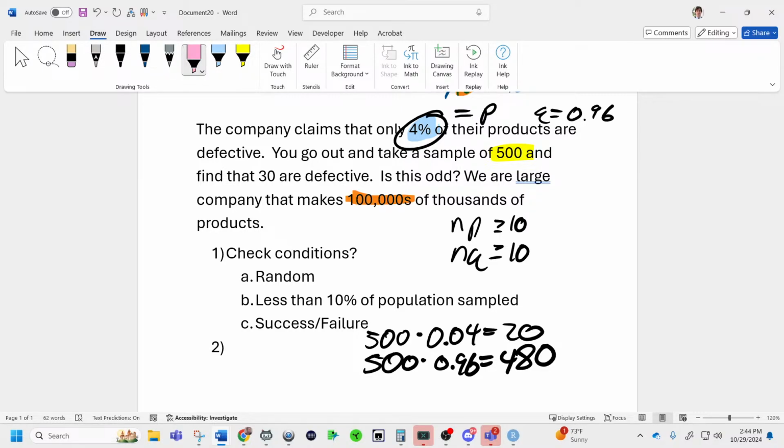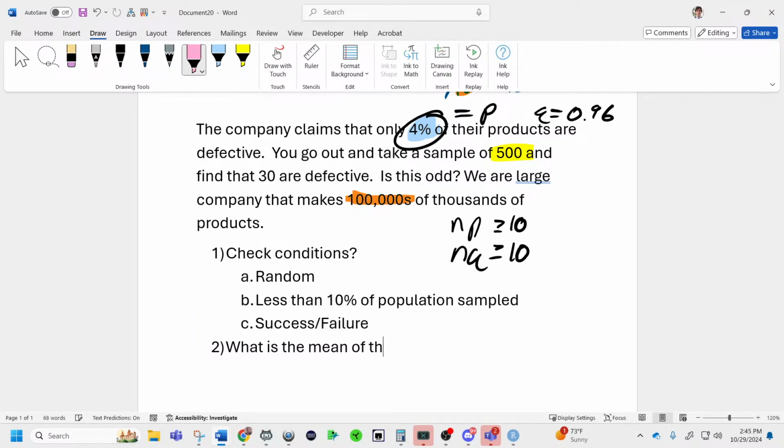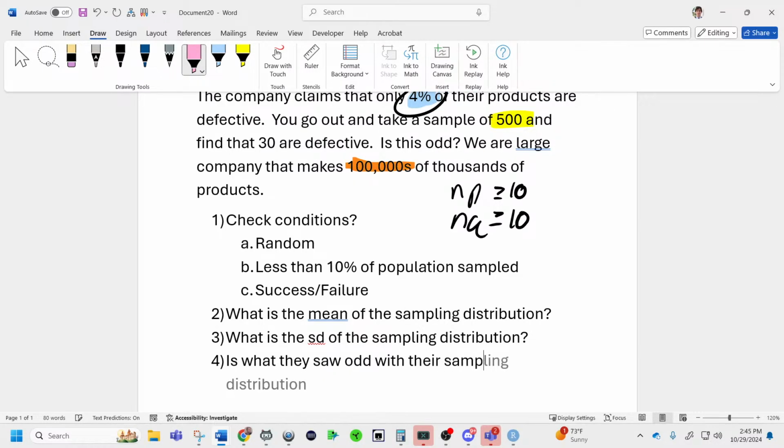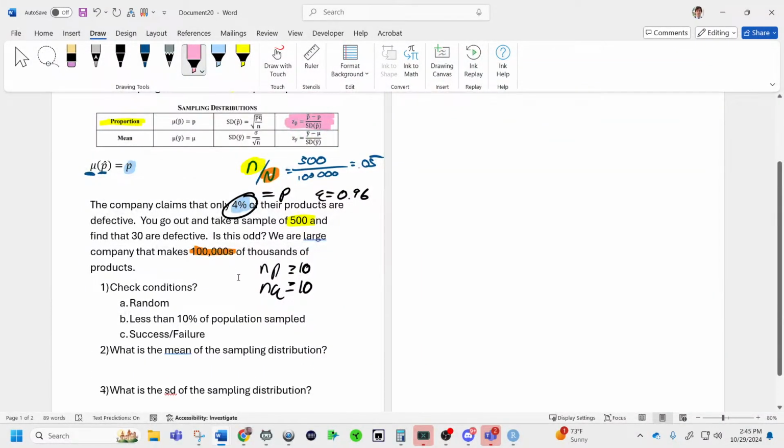So next, what is the mean of the distribution? We passed all the conditions. What is the mean of the distribution? What is the standard deviation of the sampling? Is what they saw odd with their sample? Okay, who has the mean for the distribution? What is the mean for the distribution? This is the easy one.